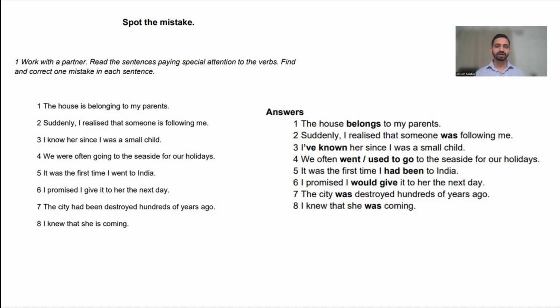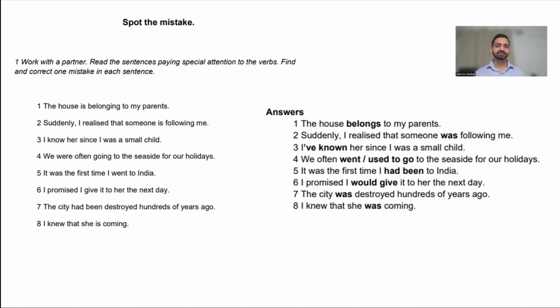All right, I hope you had a chance to do this activity on your own and spot and correct the mistakes. Let's look at the answers here. Number 1, it says the house is belonging to my parents. It's a general thing, right? So you have to use present simple here, and not the present continuous, okay? So the house belongs to my parents. In this case, it's a general thing, and for general things, we use the present simple.